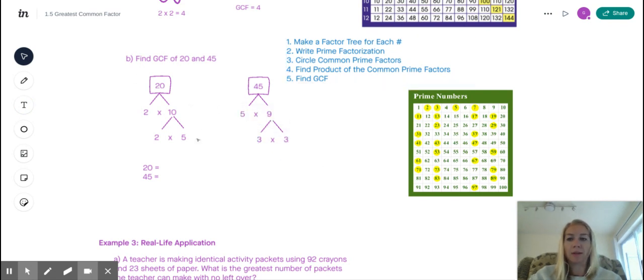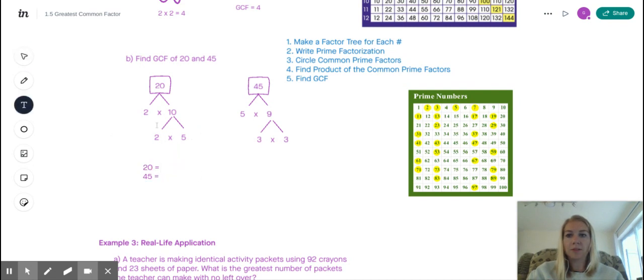Step 2, write the prime factorization. So again, remember, that's just writing out your prime numbers that you used. So for 20, we used 2 times 2 times 5. And for 45, we used 3 times 3 times 5. I just started with the smallest number first, just to keep them in numerical order.